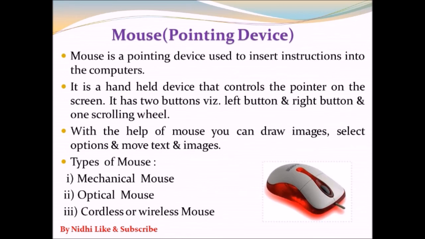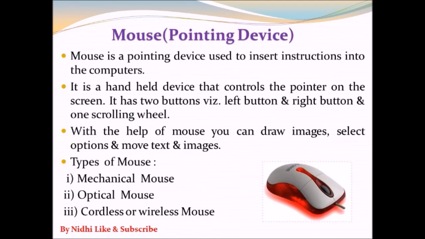With the help of a mouse we can draw images, we can select particular folders or objects, and we can move text and images also. So there are 3 types of mouse: mechanical mouse, optical mouse, cordless or wireless mouse, and one more category is also there, that is opto-mechanical mouse. So one by one we are going to discuss these types of mouse.